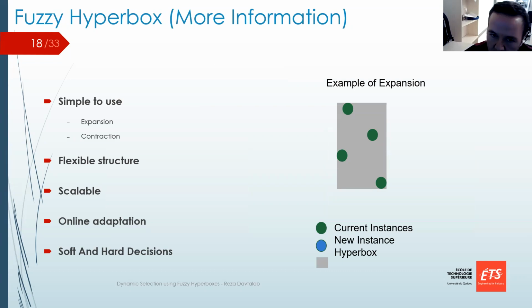Hyperboxes have many advantages to use in machine learning systems. The key features of them are listed here. They are a simple and flexible structure that we can use to store needed regions. They can be used for scalable problems, they have online adaptation capability, and they can also make soft and hard decisions. On the right side of the slide, you can see how hyperboxes expand to include a new sample during the learning phase.